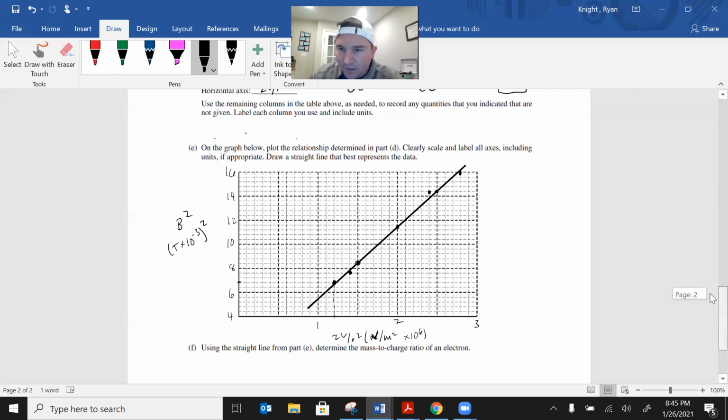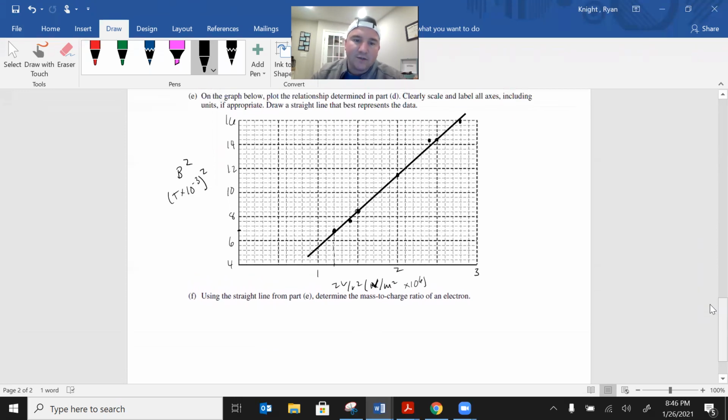Then I pick 2 points using the straight line. On the graph, plot the relationship, which I did. Label the axes, which I did, including units. Draw a straight line right here, and then use the straight line to determine the mass ratio. So all I have to do is determine the slope of that line. And I picked 2 points. I'll highlight them in red so that you can see them a little bit better.